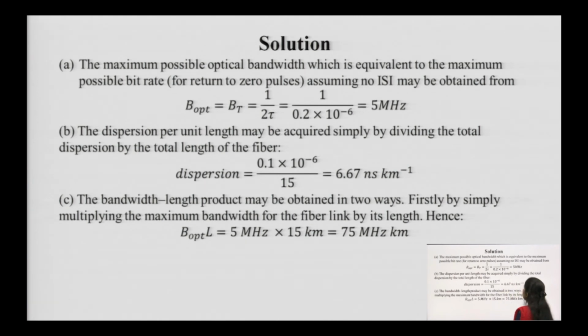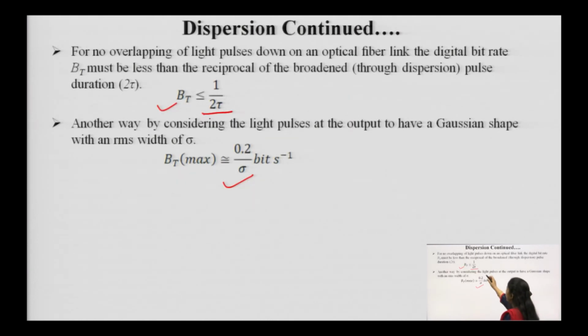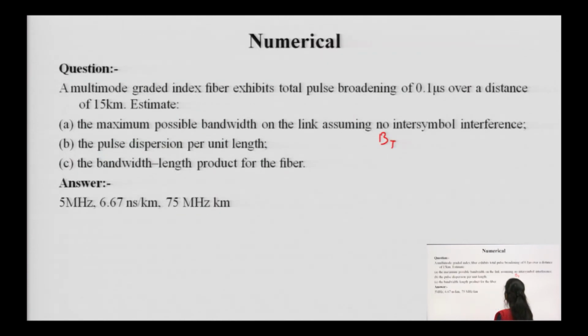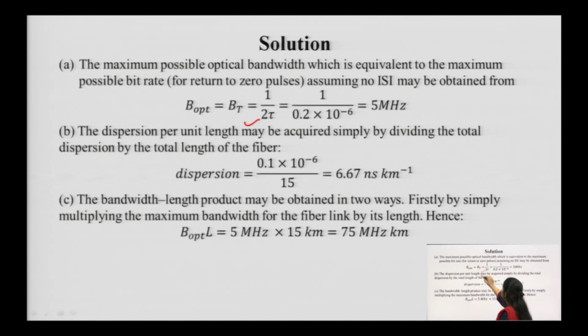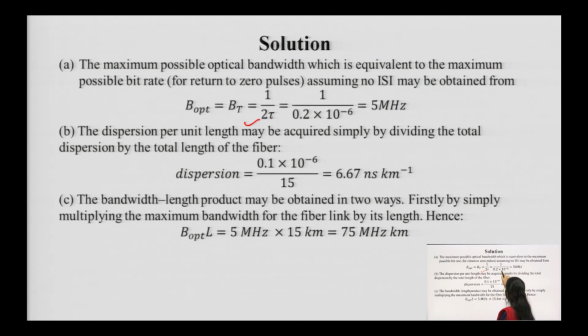For calculating the maximum possible optical bandwidth, just have a look at the formula which we have. BT should be less than the reciprocal of the pulse duration. We have taken tau as 0.1 microsecond, substituted that here, and we will get the maximum possible optical bandwidth as 5 megahertz.